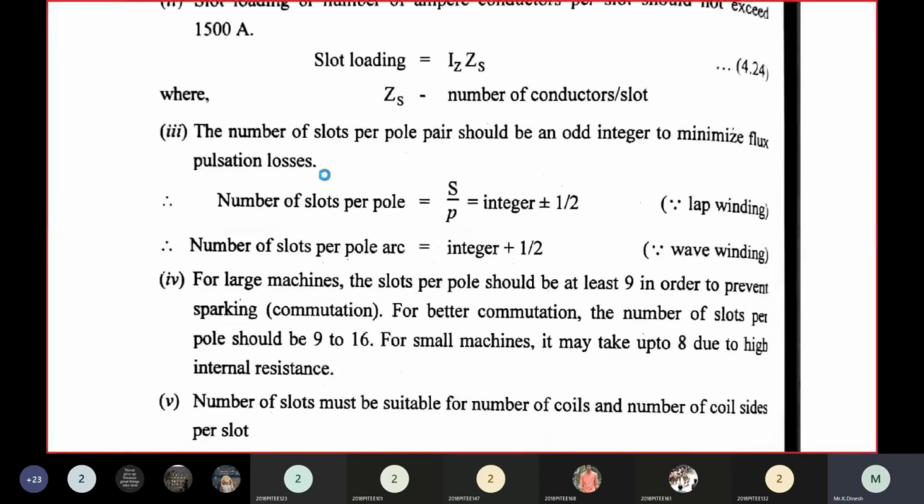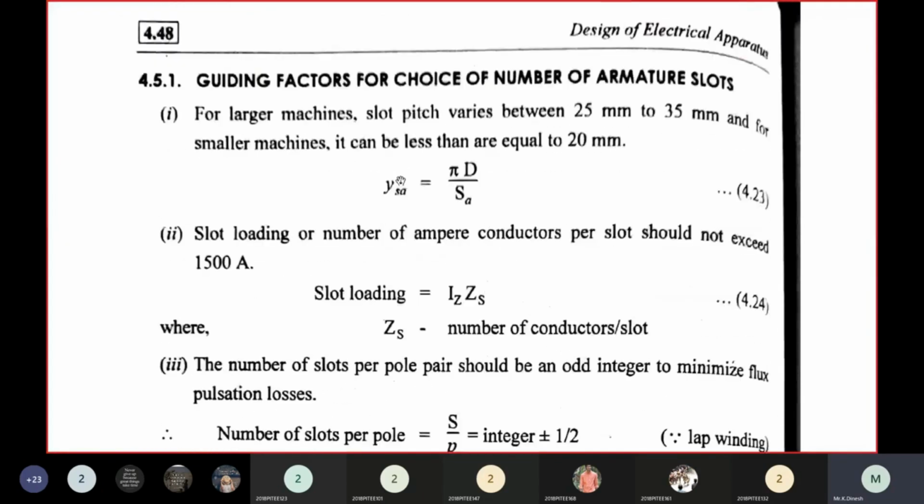So, guiding factors for choice of number of armature slots. First guideline: for larger machines, slot pitch varies between 25 to 35 mm, and for smaller machines it can be less than or equal to 20 mm. The governing equation for slot pitch is pi d by SA, where pi is a numerical value, d is the armature diameter, and SA is the number of armature slots. So slot pitch y_s equals pi d by SA.